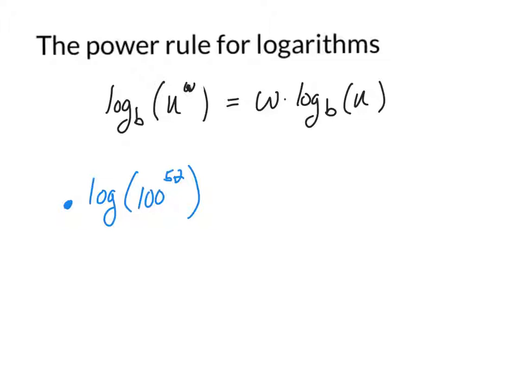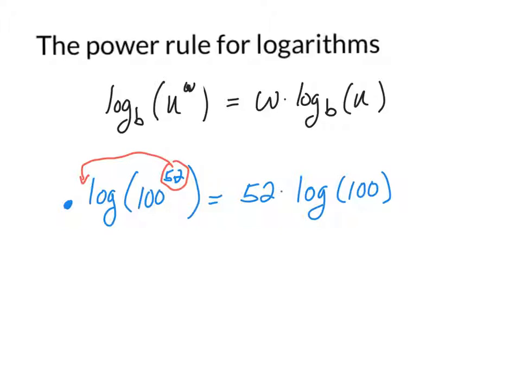So what I want to do instead is use my power rule for logarithms. I'm going to take this 52 and I can bring it down out front. Okay, so I'm going to take this 52 right here, and rewrite it out front as multiplication. So this is equal to 52 times log of 100. Okay. Now, log of 100, if I think about this, this is much more reasonable for me to evaluate.